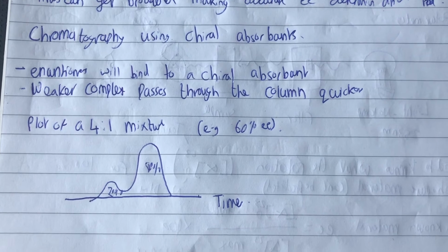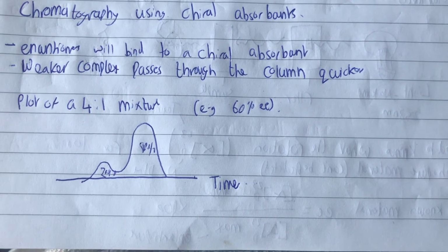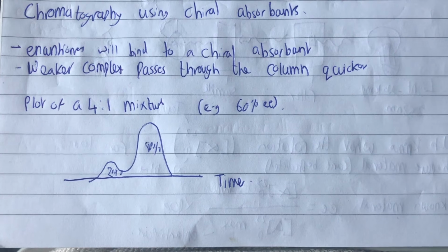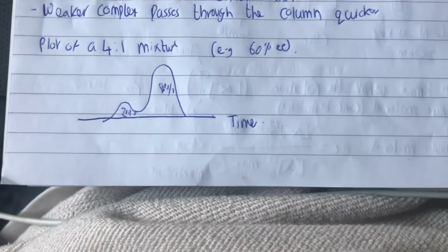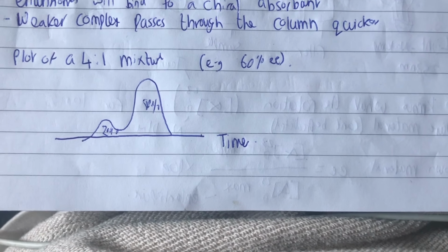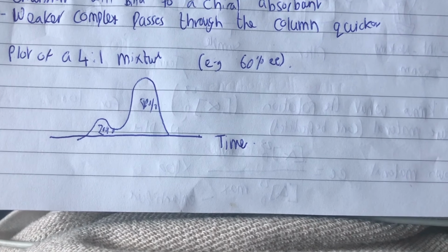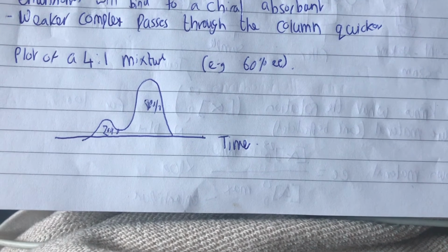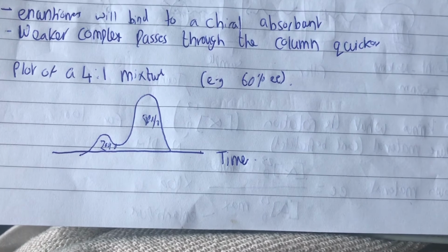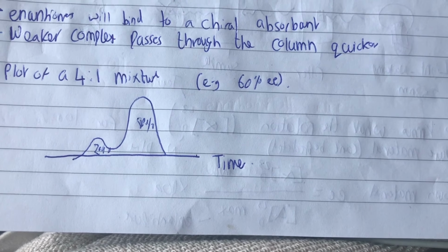And finally, chromatography using chiral absorbents. Enantiomers will bind to these chiral absorbents, and the weaker complex passes through the column a lot quicker. So obviously you can plot a graph of time and see how fast things travel through the complex. There's a 4:1 mixture. We've got one molecule passing through after a slower time, which is 20% of the enantiomer, and we've got another molecule passing through at a longer time, which is 80% of the enantiomer.